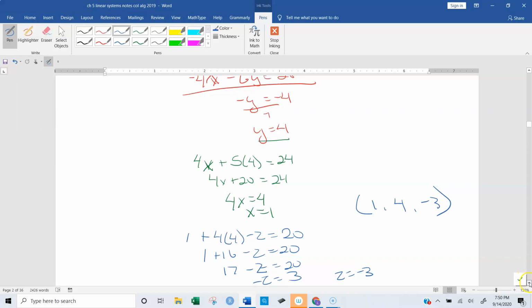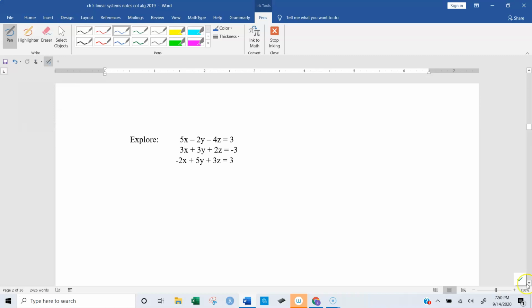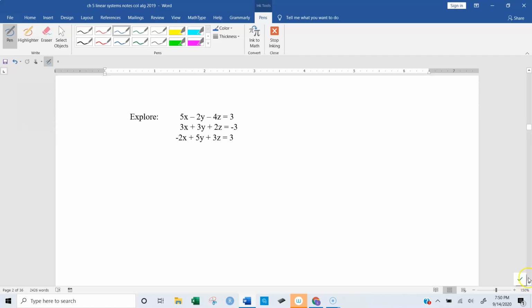Okay, now it's your turn. I want you to pause and actually try this. Take your time, be careful. It does not matter which variable you choose to eliminate, as long as you choose it twice.